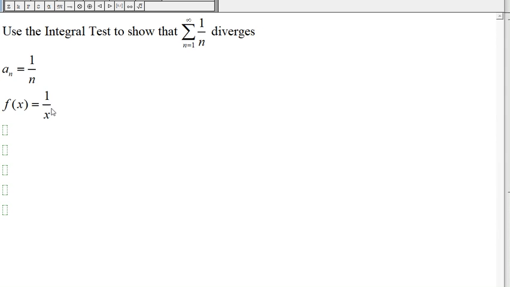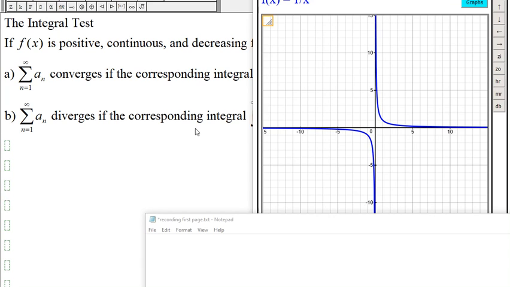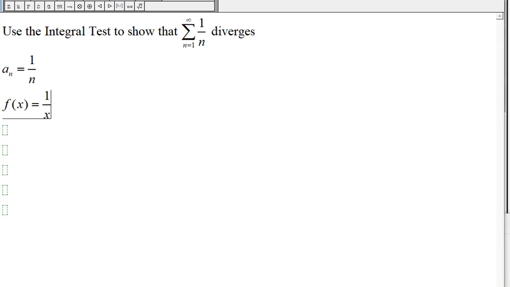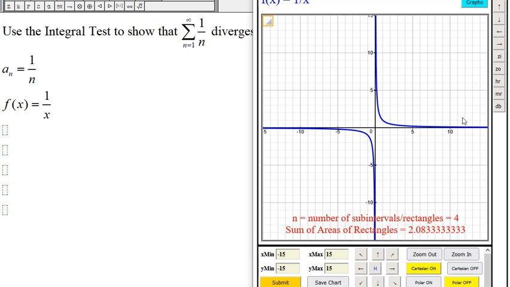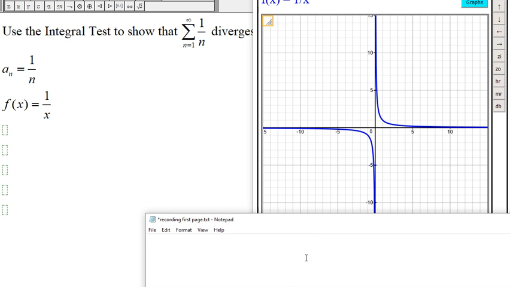And this function right here is the function 1 over x. This is what the graph looks like. So this is 1, and then we go into infinity. We can see that from 1 to infinity, the function is continuous. And from here to here, the graph is above the x-axis, so everything is positive.